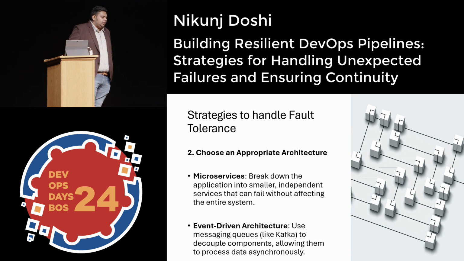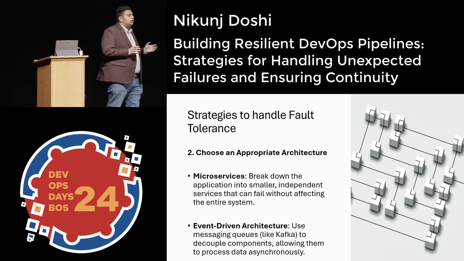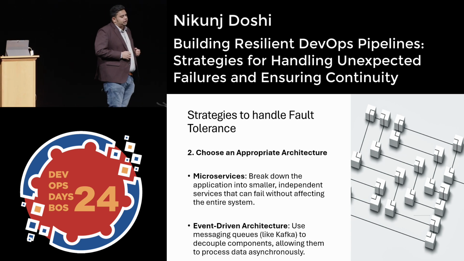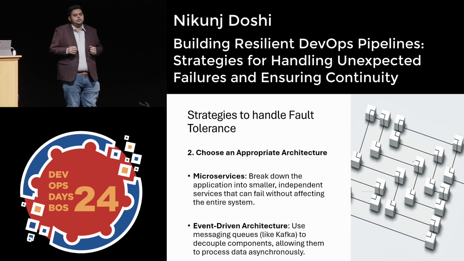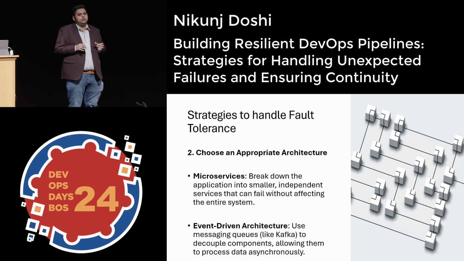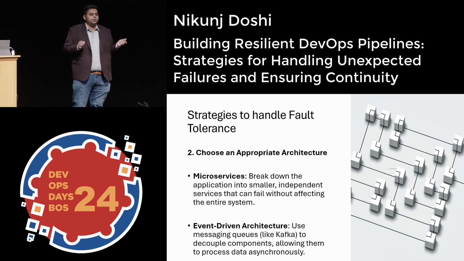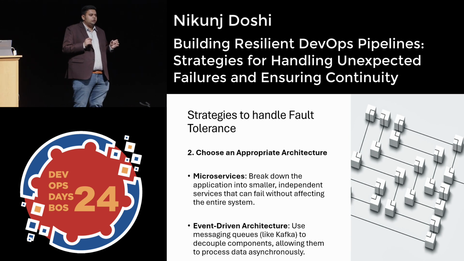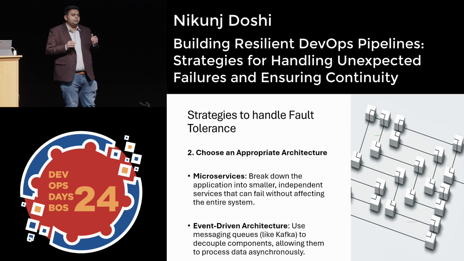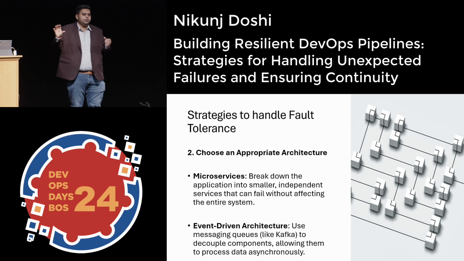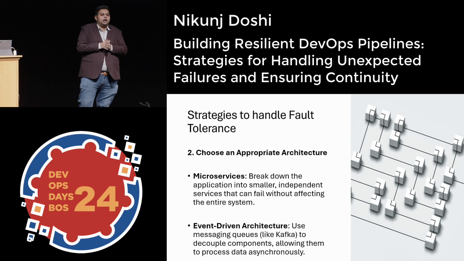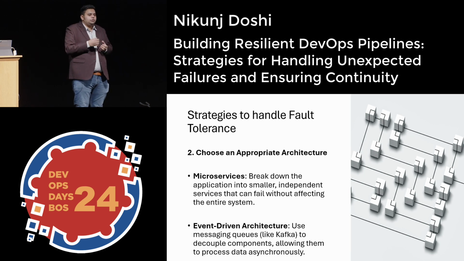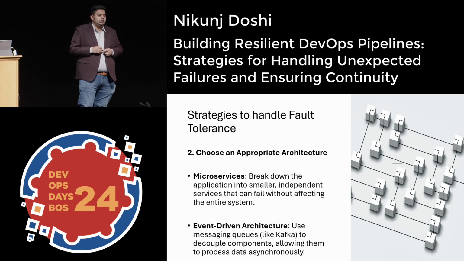Choose an appropriate architecture. Obviously everyone in this room is aware of microservices and monolithic architecture. When we are designing components or DevOps pipelines, we have to take key considerations into account, such as how to deploy those components so that if any server or any component goes down, we can still bring those replicas available.